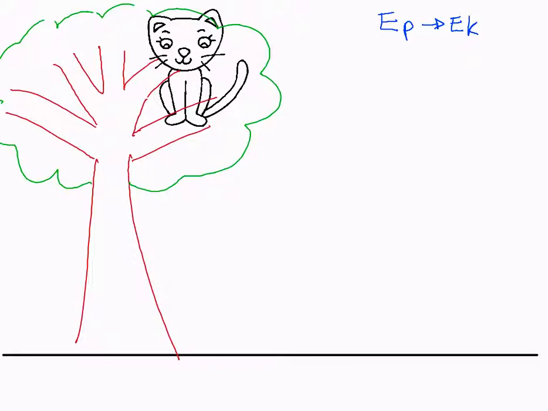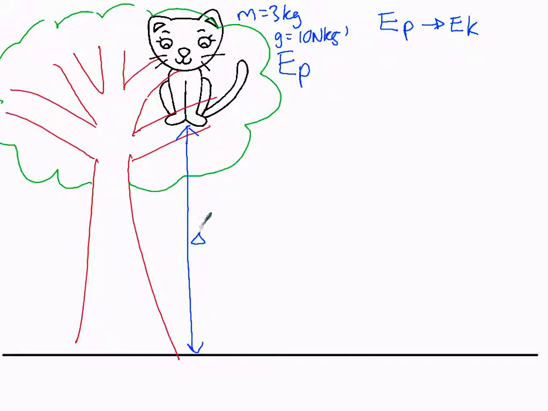Now when it's up in the tree, it has gravitational potential energy, and we'll say that the mass of the cat is 3 kilograms, gravity is 10 newtons per kilogram, and we'll say that the height of the tree, we'll say it's 4 meters, is the height of the cat above the ground. Okay. So its total potential energy is mg delta h, the height. Putting the numbers in, 3 times 10 times 4, it's 120 joules.